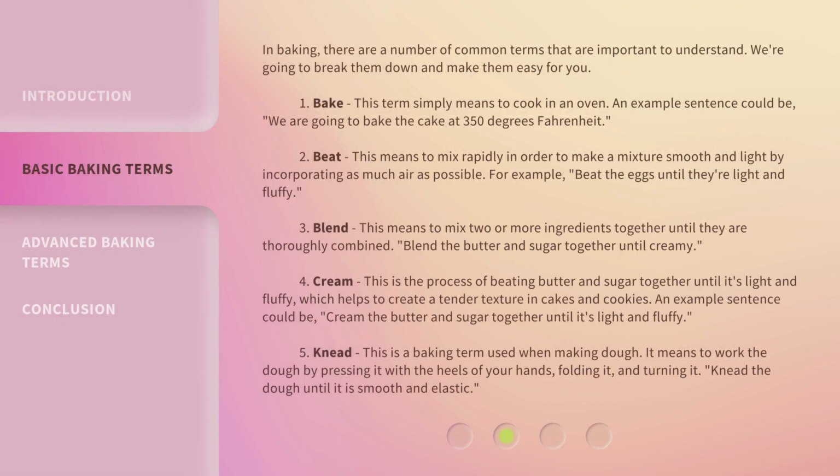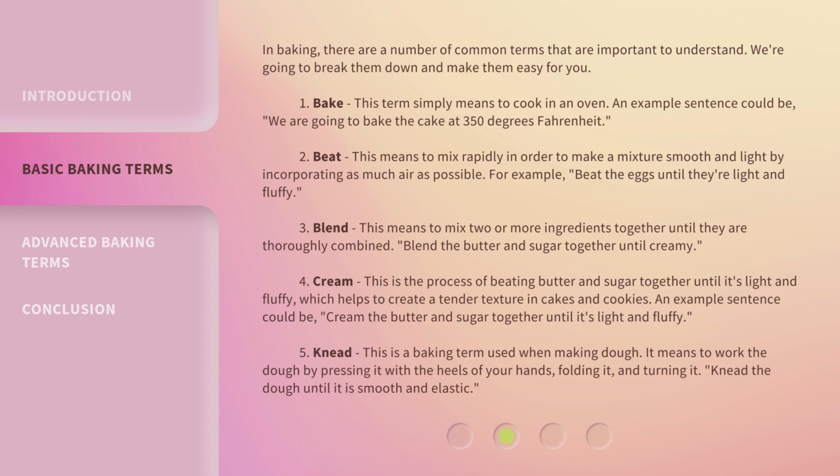In baking, there are a number of common terms that are important to understand. We're going to break them down and make them easy for you. 1. Bake. This term simply means to cook in an oven. An example sentence could be, we are going to bake the cake at 350 degrees Fahrenheit.